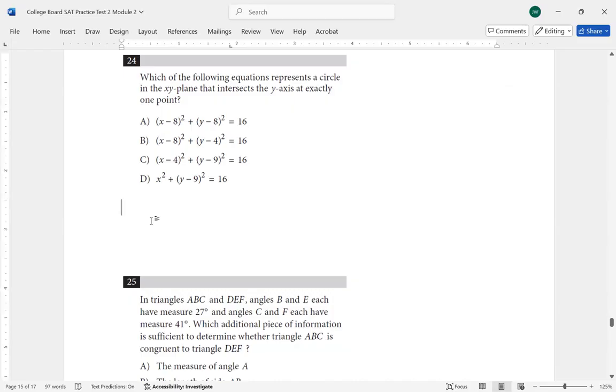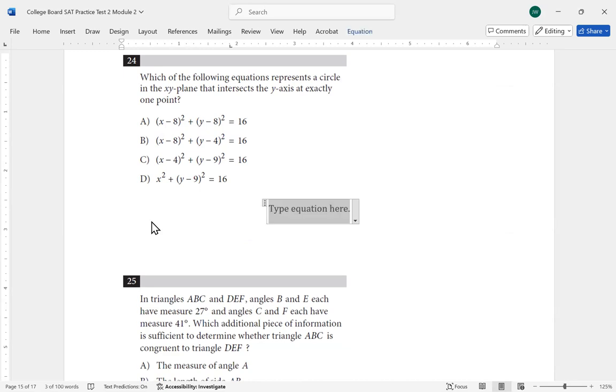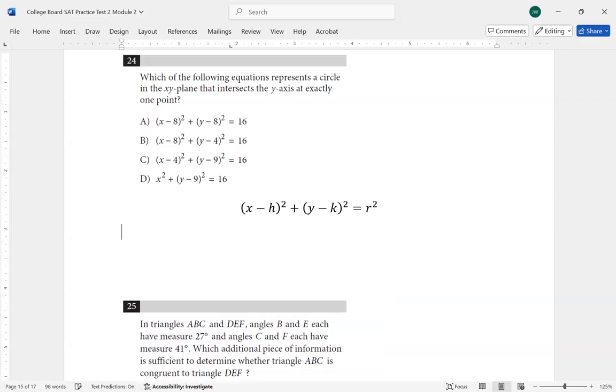Question 24 says, which of the following equations represents a circle in the xy plane that intersects the y-axis at exactly 1 point? Now, here's how I think of this. The equation of a circle is always written as x minus h squared plus y minus k squared is equal to the radius squared, where r is the radius, and the point h, k is the center of the circle.